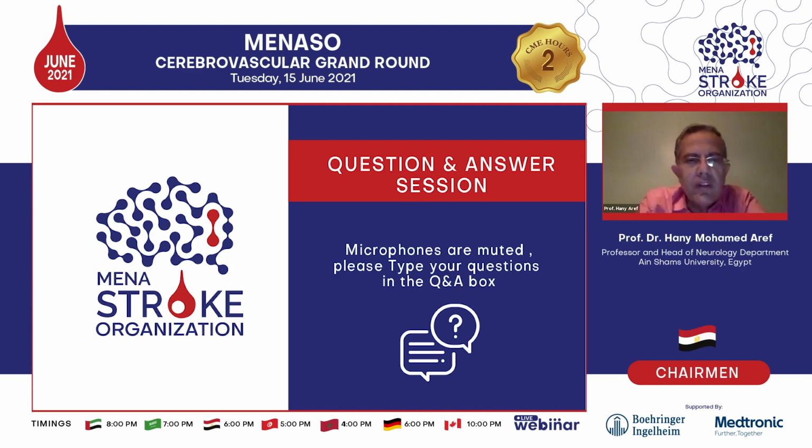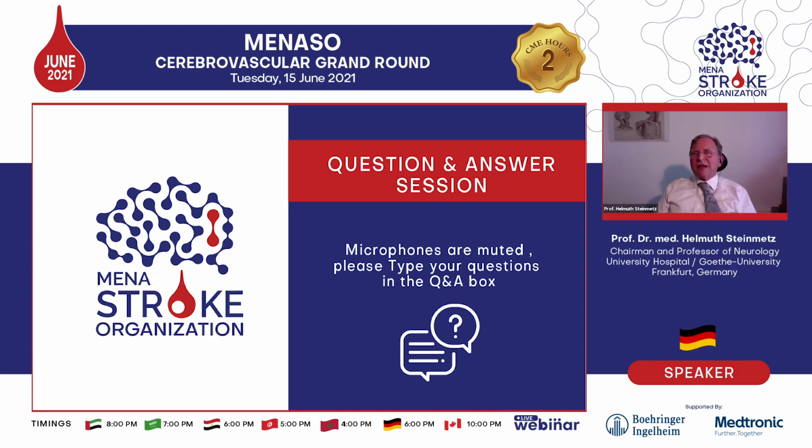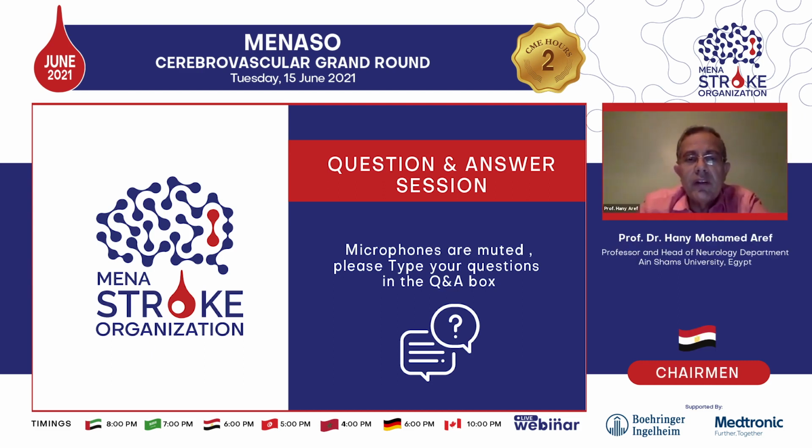There's a question regarding the guidelines for Dr. Helmut also. In ischemic cardiomyopathy, there are no clear criteria in the guidelines for when to start anticoagulation. What's your opinion? In what kind of cardiopathy? In ischemic cardiopathy with sinus rhythm.